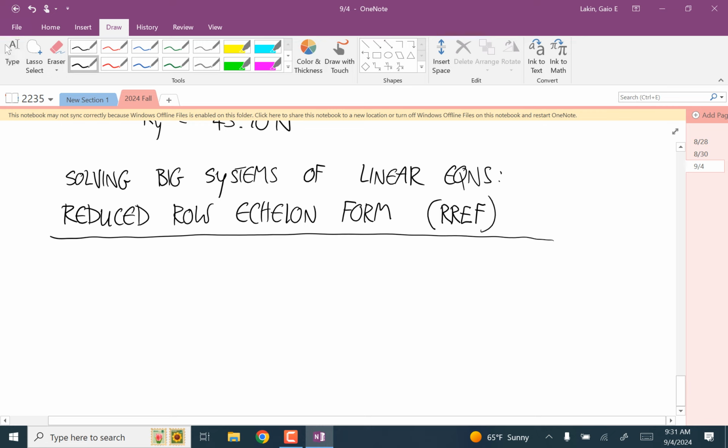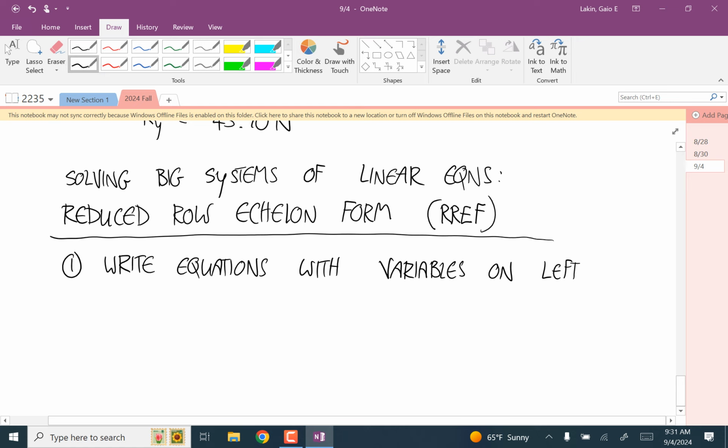So step 1, write out all your equations with all your variables on the left side of the equation, and your constants on the right side of the equation.